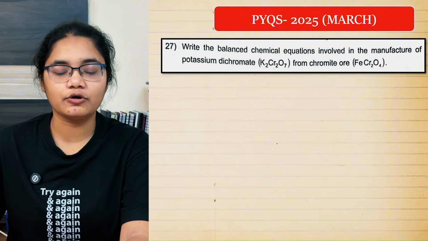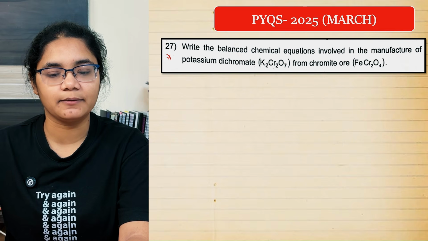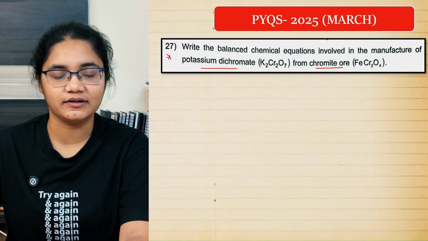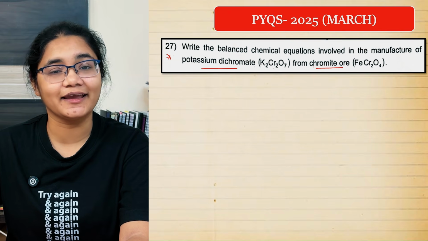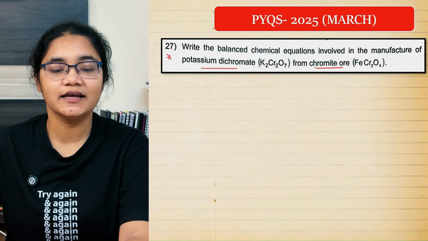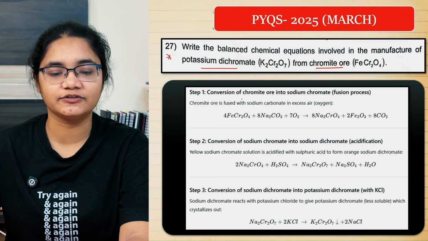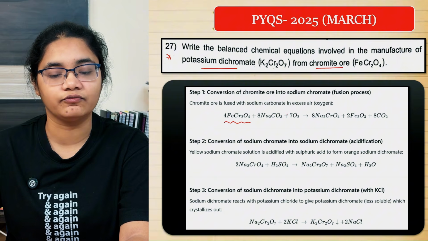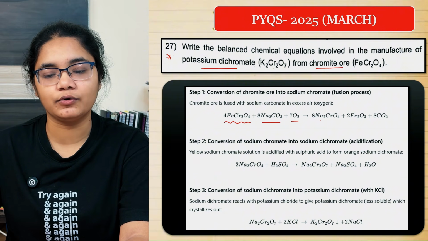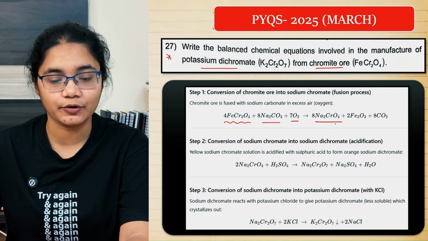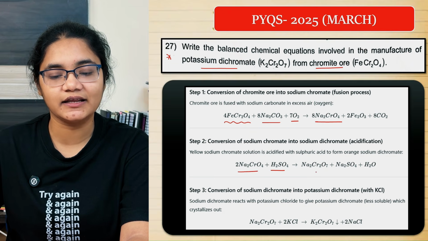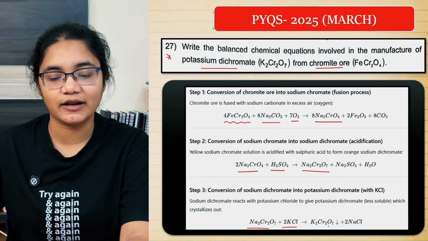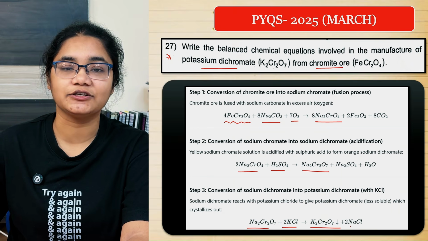Now we'll talk about question number 27. This is also super important: the preparation of potassium dichromate from chromite ore. This reaction has been asked again and again over the years. First, we take iron chromite, FeCr2O4, with Na2CO3 and O2, and it is converted to sodium chromite. Then sodium chromite in acidic medium is converted to sodium dichromate. Then sodium dichromate with potassium chloride gets converted to potassium dichromate.